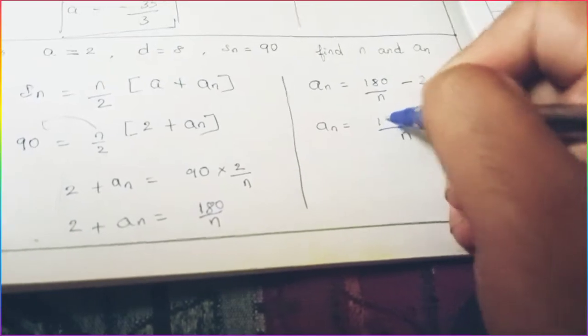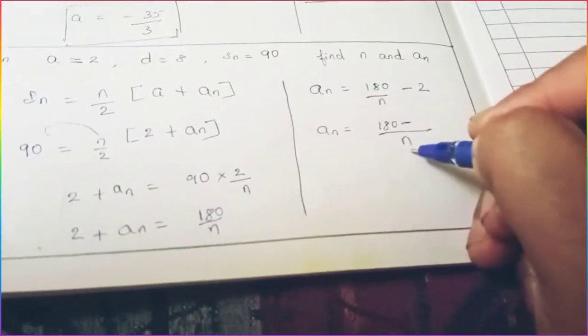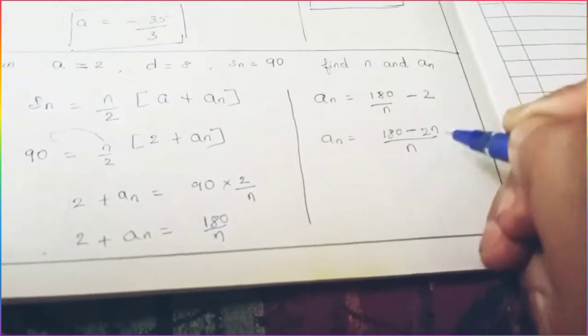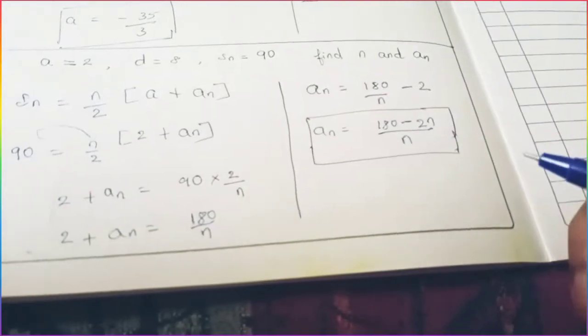N gets cancelled. I am going to write 180. Next is minus sign is there. Second term is 2 into LCM n. 2 into n, it is 2n. So we got the value of an as 180 minus 2n by n.